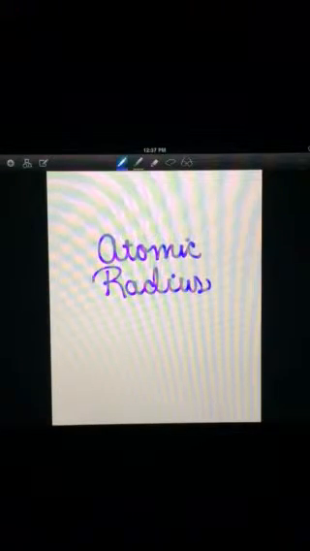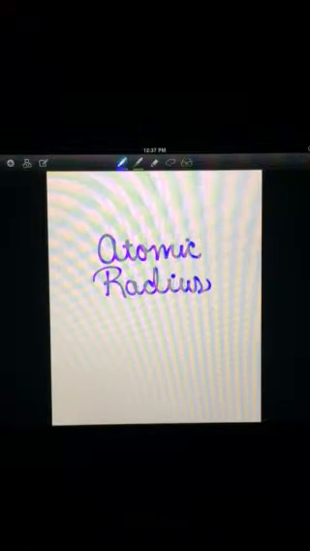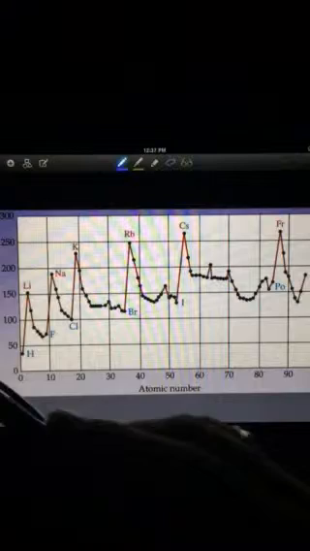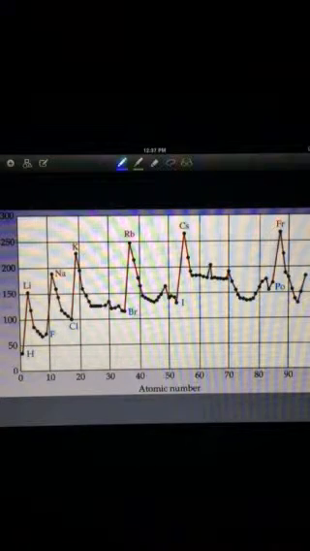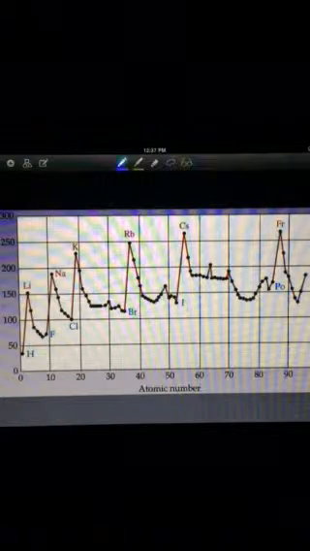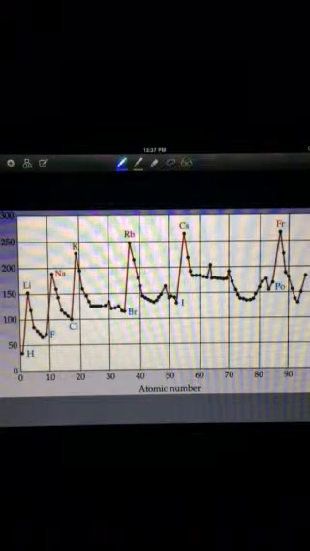Okay, this part of the video will be over atomic radius. So again, let's look at some data. Here's some data on the basic atomic radius versus atomic number. Okay? Now, here's the first question. When we talk about atomic radius, what are we referring to?